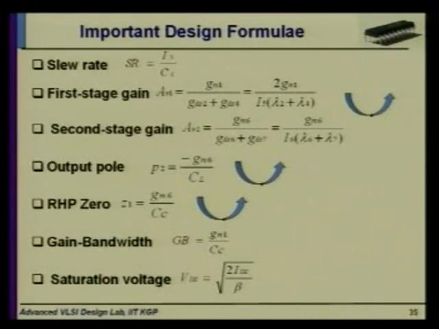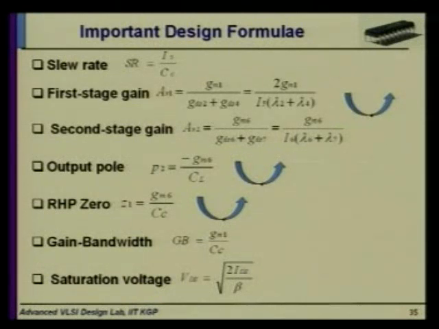In the last class I told that any of the formula we need to use. Same thing happens for the second stage gain also. GM6 whole into R06 parallel R07. So it is replaced by that GDS6 and GDS7. Okay. So overall voltage gain will be AV1 multiplied by AV2. Anyway, leave that part. What was the output pole?